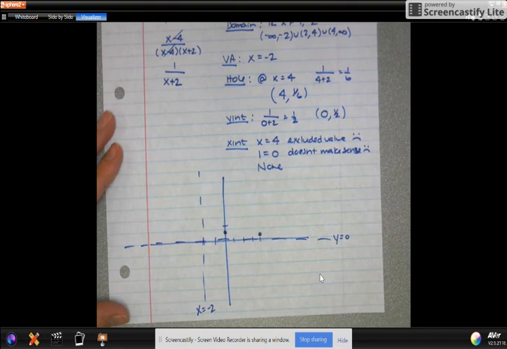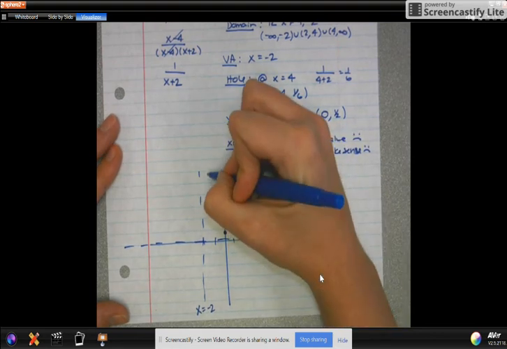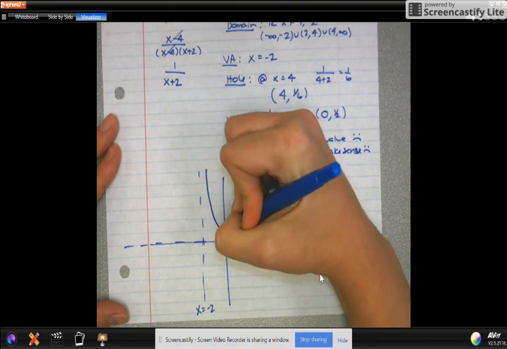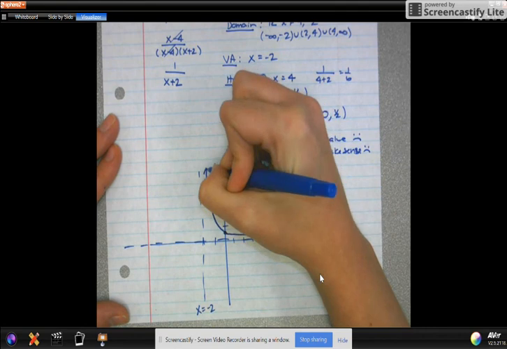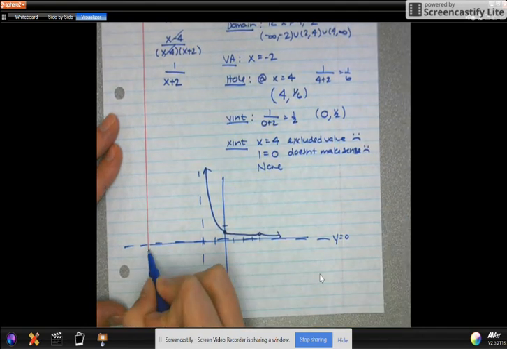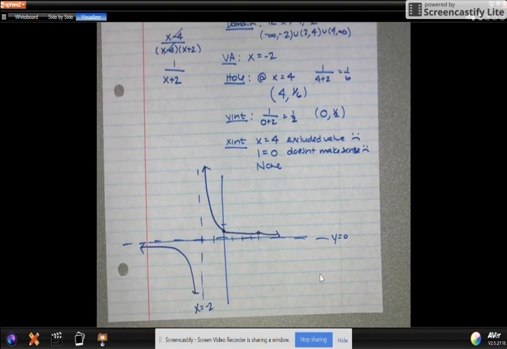So based on this information and what I know about rational functions, one branch is going to come here and kind of scoot along the horizontal asymptote, and the other one's going to be here. We're going to talk next week about how I knew that it was going to look like that. But this is all you need for now, and you should be able to work on the worksheet that's posted on Schoology.